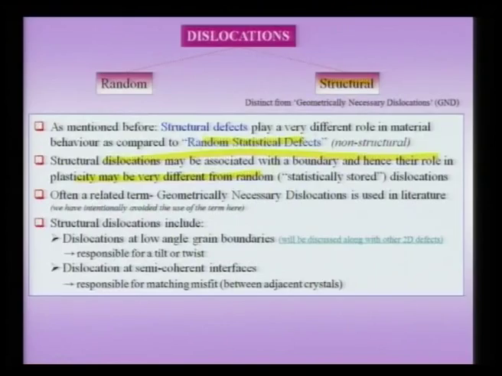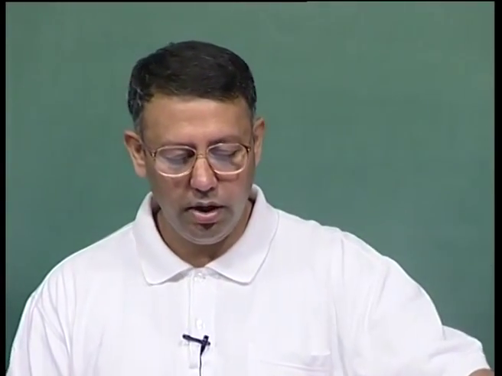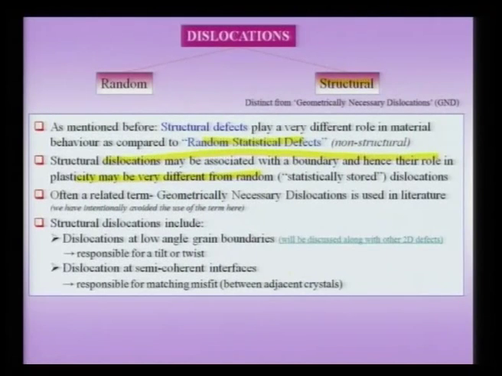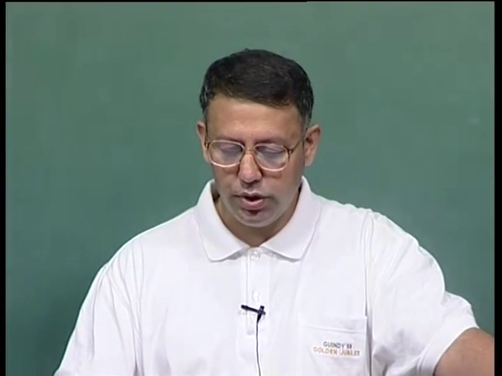It is very important to note that once a defect is a structural defect, and we have already seen one of these examples in the case of the semi-coherent precipitate, the dislocation present at the interface is a structural defect there. Examples of structural defects include dislocations at low angle grain boundaries and dislocations in semi-coherent interfaces. So, you could have interfaces associated with structural dislocations, or a grain boundary associated with structural dislocations.